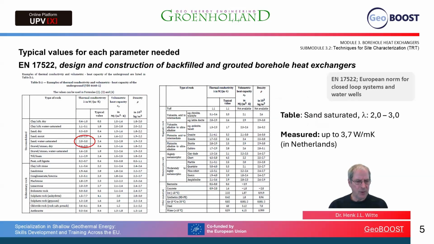Typical values, where can we find them? For instance, in the norm EN 17522, we find tables of typical values for soil thermal conductivity and heat capacity and density. This 17522 is the European norm for closed loop systems and also a part for water wells. We can see here that for water saturated sand, the indicated thermal conductivity is in the range between 2 and 3. Now, keep in mind that, for instance, in tests in the Netherlands, we've already measured for sand thermal conductivity values up to 3.7.